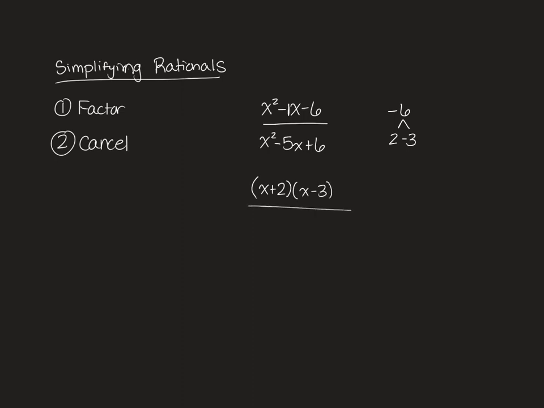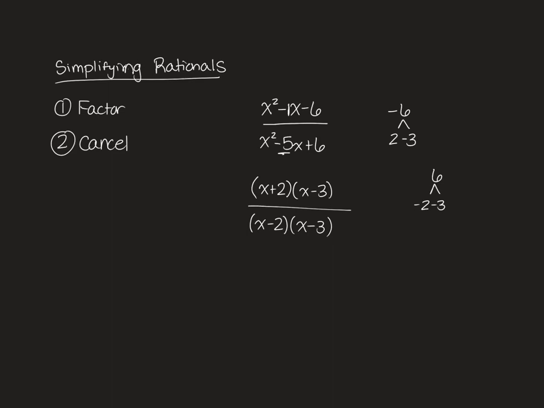Now we look at the denominator. Two numbers that will multiply to +6 but add to -5. Okay, so if they multiply to a positive, our numbers either have to be both positive or both negative. In this case, since they add to a negative number, they're going to be both negative. So let's look at 2 and 3 again. If they're both negative, that does add to -5. So this factors to (x - 2)(x - 3).